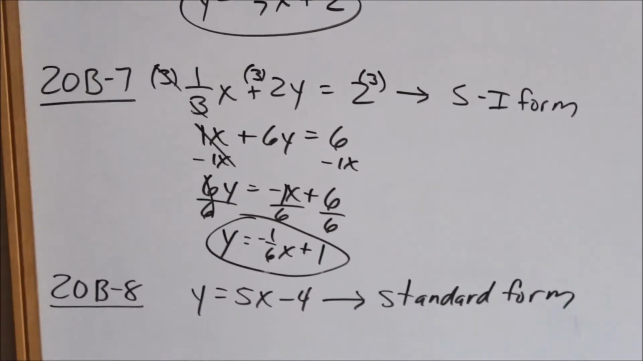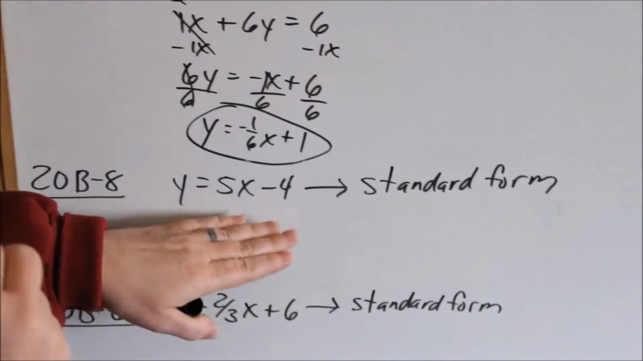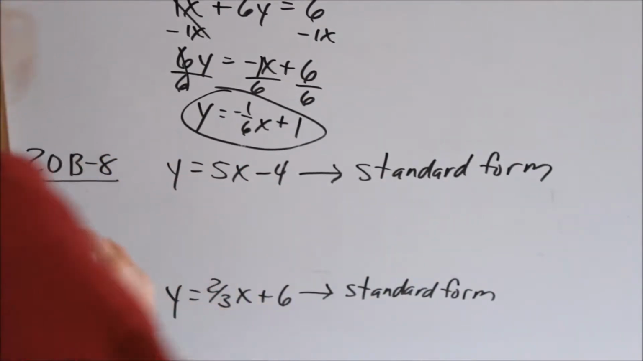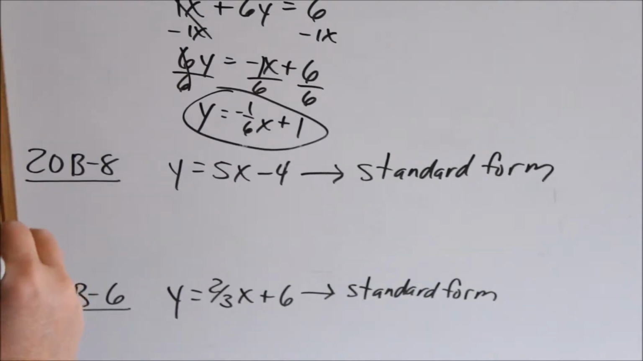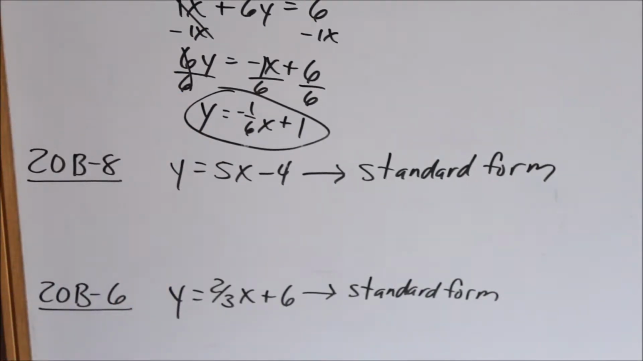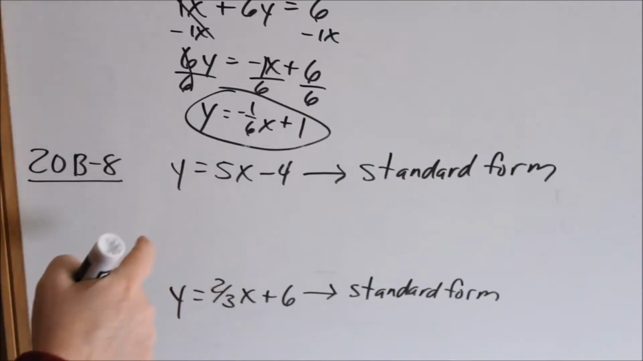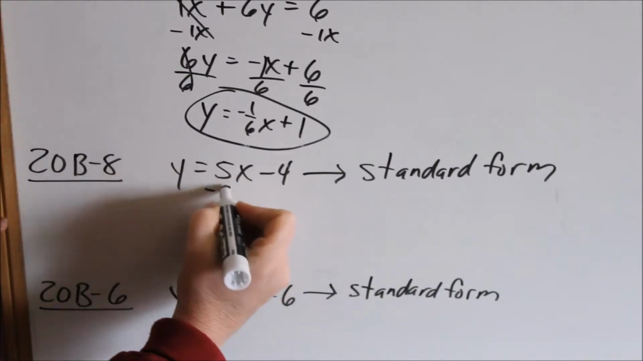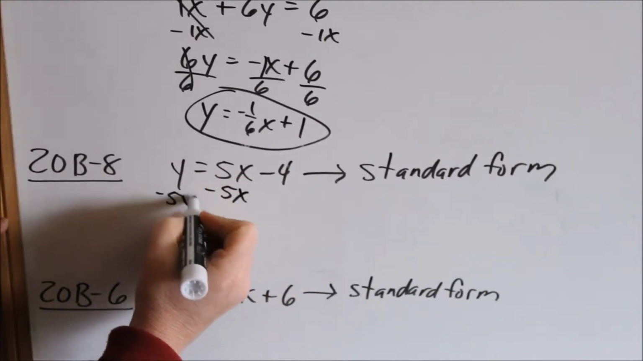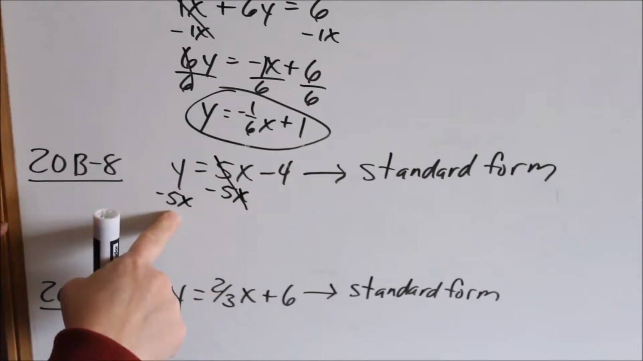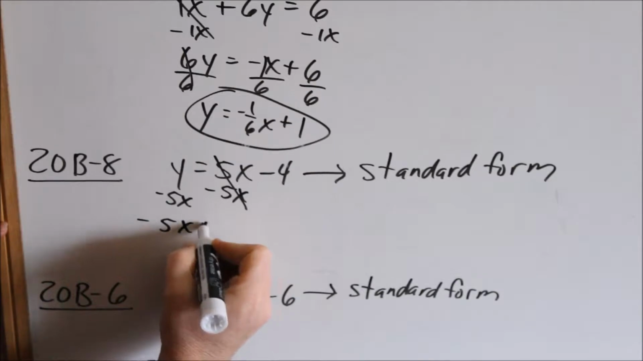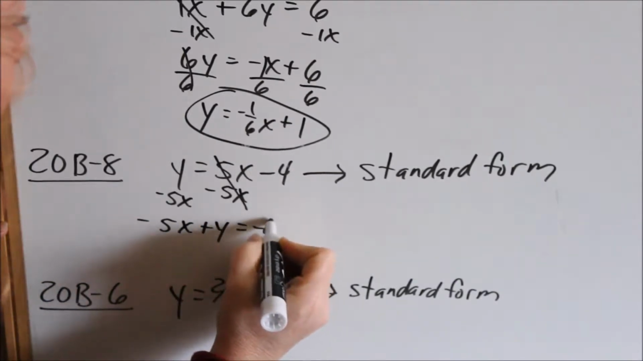Alright, now let's look at 20b number 8. We're given this equation in slope-intercept form, and now we want it in standard form. What does standard form mean? Standard form means x and y on the left, or on the same side, and whole numbers on the other side. So if I need to get x's and y's together, it means I need to move this over here with the y. So I need to subtract 5x from both sides. I cannot combine x's and y's, so I'll leave it as negative 5x plus y equals negative 4.